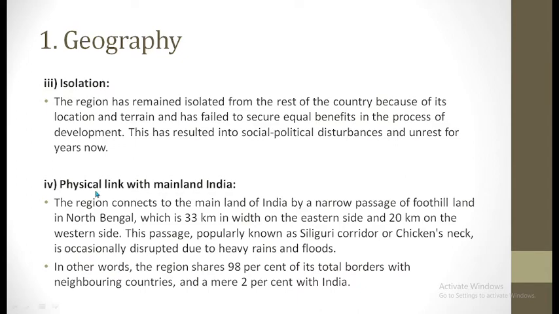And as I have just discussed, it is physically connected with mainland India by a small corridor or narrow passes of foothills in North Bengal. In other words, the region shares more than 98% of its total boundary with neighboring countries, and a mere 2% with India.